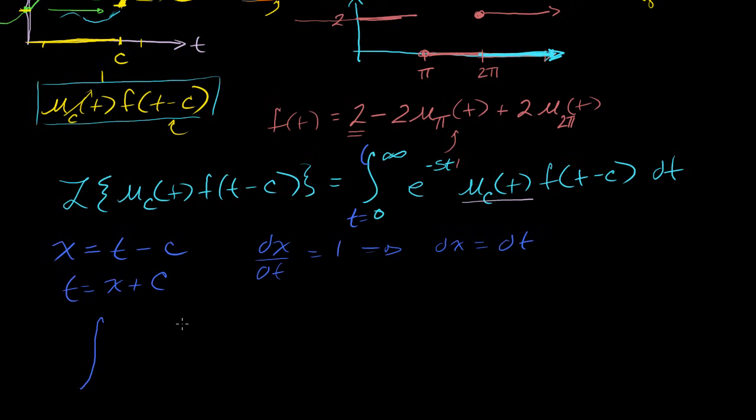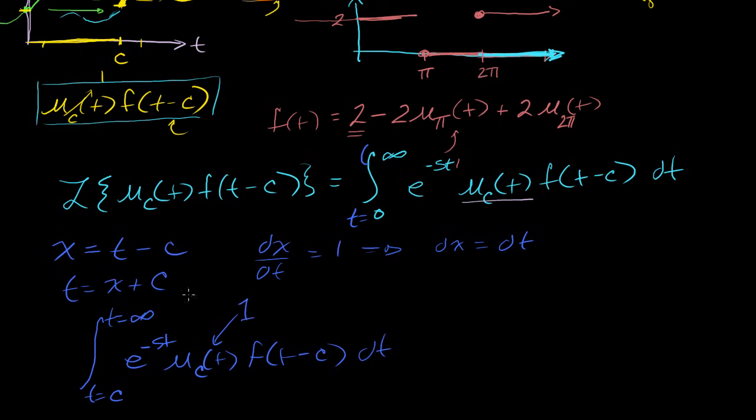We could just take the integral from t is equal to c to t is equal to infinity of e to the minus st, the unit step function uc of t, times f of t minus c dt. In fact, at this point, this unit step function has no use anymore, because before t is equal to c, it's 0. And now that we're only worried about values above c, it's equal to 1. So it equals 1 in this context.